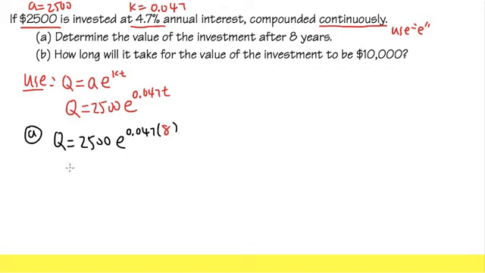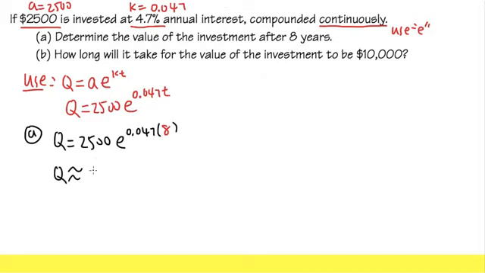And what do we do next? Yes, we just use our calculator. So let me just do it on the side for you guys. And be sure you know where to find the e button, right? Anyway, 2,500 times e raised to the 0.047 times 8.